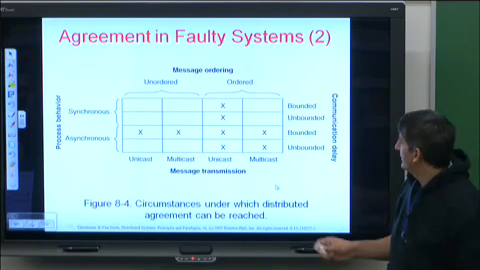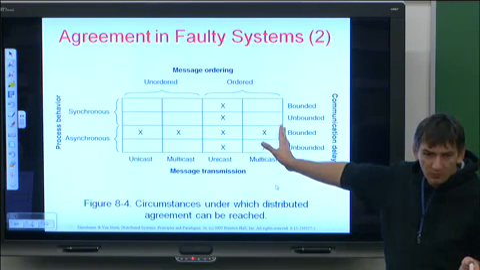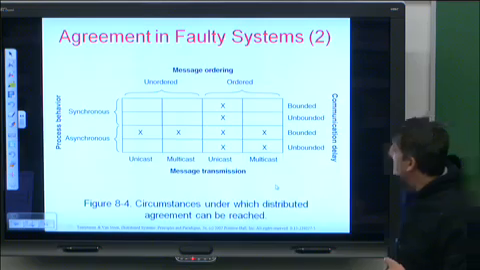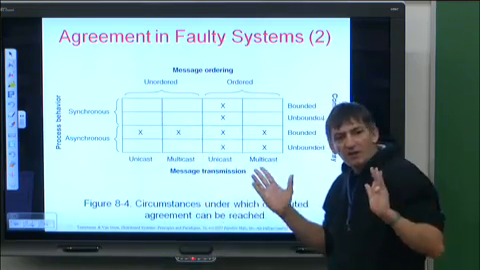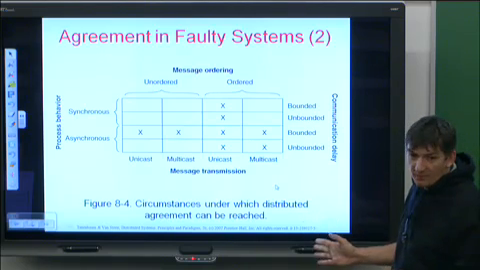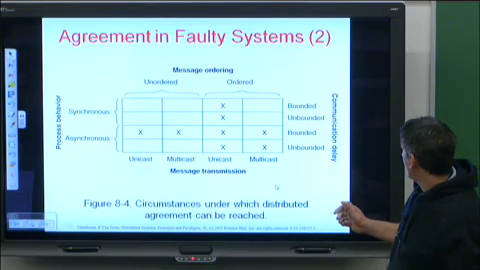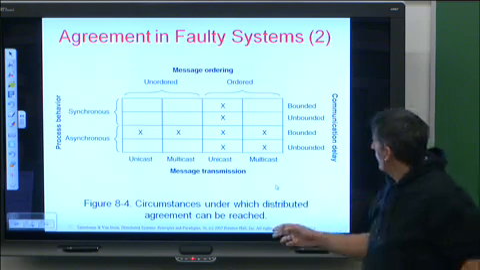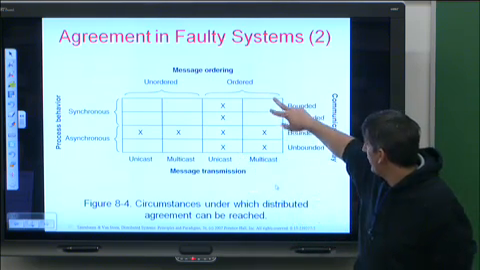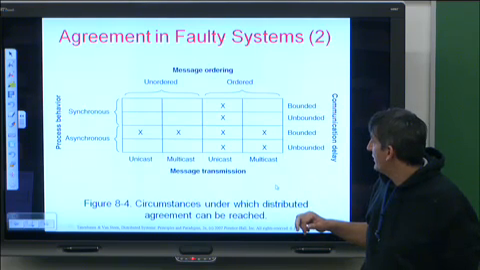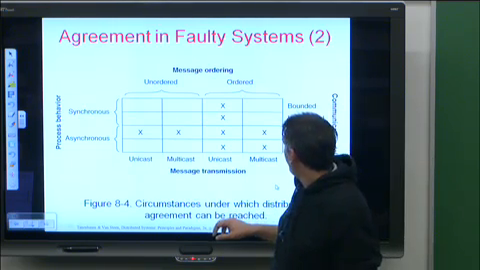Okay, so the bottom line is the following. I don't expect you to look at this table. Synchronicity usually helps. If you have synchronous messages, life becomes easier, and you can achieve agreement more easily. Another thing that helps is whether you have multicast or only unicast. A little bit of multicast helps, especially in combination with asynchronous.